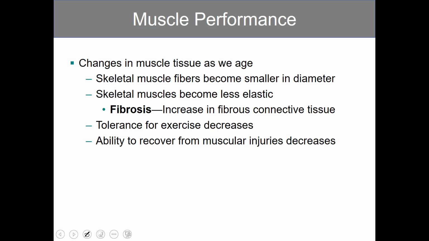As we age, skeletal muscle fibers become smaller in diameter and less elastic. In fact, they can become fibrotic, and fibrosis is an increase in the fiber's connective tissue. Sometimes muscles can even be replaced by connective tissue, which decreases the contractility of the muscle. We also lose a tolerance for exercise and the ability to recover from injuries.